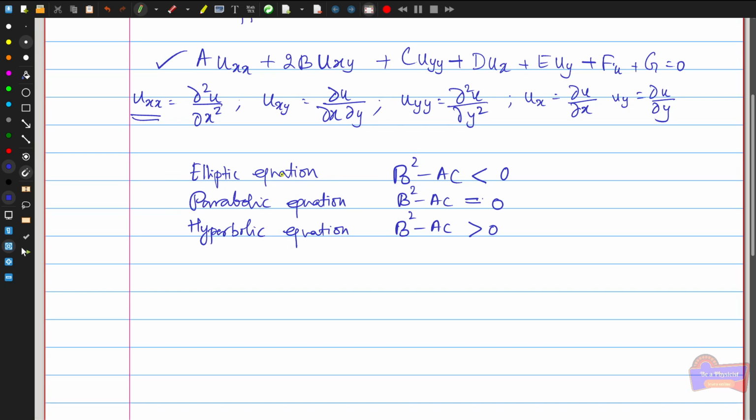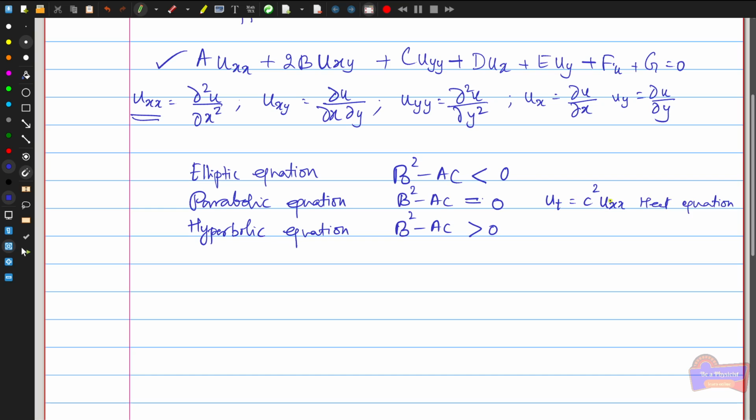We can also give some simple examples of these three types of equations. Suppose you consider u_t equals c squared u_xx, that is, ∂u/∂t equals the square of a constant times ∂²u/∂x², which is nothing but the one-dimensional heat equation. It comes under the classification of parabolic equations. So the parabolic equation, u_t equals c squared u_xx, is the heat equation.